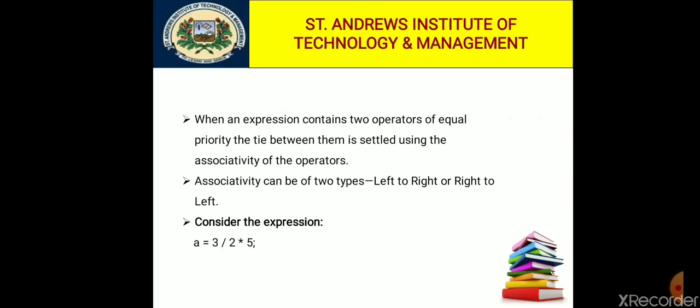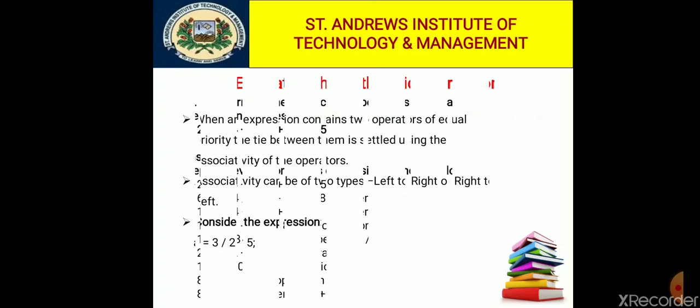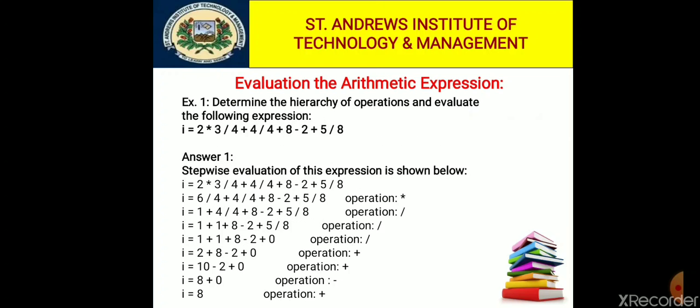A is equal to 3 divided by 2 multiplied by 5. Here this is a tie between operators of same priority, that is between divide and multiply. This tie is settled using the associativity of multiply and divide, but both enjoy left to right associativity. So it is a numerical part, how to evaluate the arithmetic expression. So the topic is evaluation of the arithmetic expression. It is most important question in this topic, in this unit.